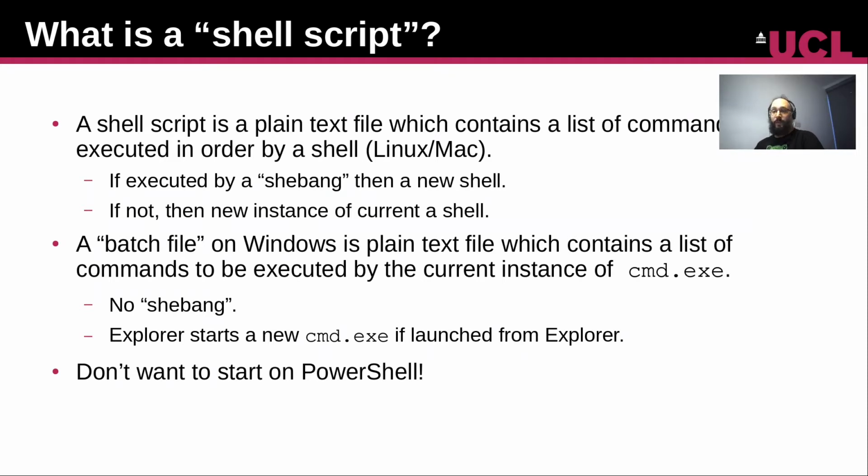The behaviors of these are quite different. Generally, when you run a shell script on Linux, it will create a new process that the script runs in. That can be controlled by a part of the shell script called the shebang, which I'll talk about in the next slide. On Windows, the equivalent, a batch file, runs in the current instance of cmd. We can kind of prove that by setting a variable and printing it. I don't want to get started on PowerShell because it's a bit of a pain.